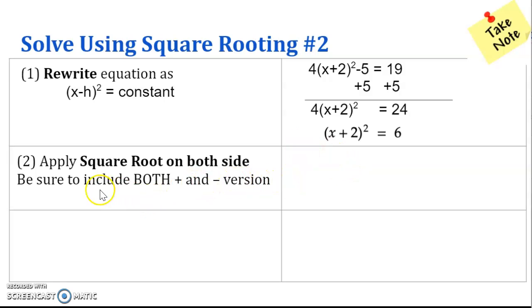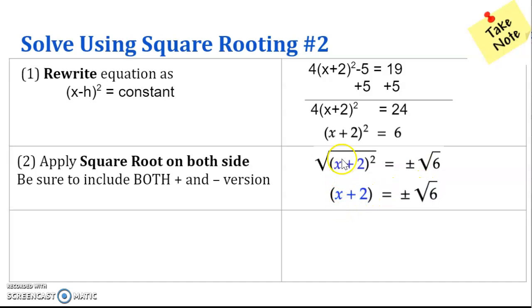So you take a square root of both sides, but make sure you include both the positive and negative version by putting the plus and minus sign. So you're taking the square root of both sides, adding the plus and minus sign on the side with the square root of a constant number. The square and square rooting cancel each other out, and on the left hand side you're left with x plus 2. On the right hand side, square root of 6. 6 is not a perfect square, nor does it have any factors that are perfect squares. So you leave it as square root of 6. So x plus 2 is equal to plus or minus square root of 6.